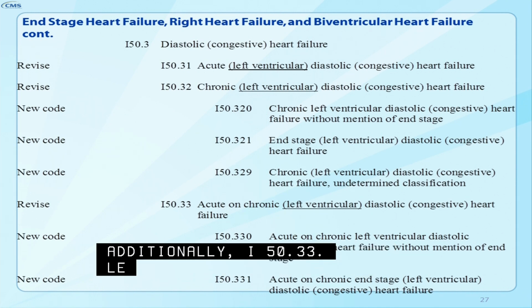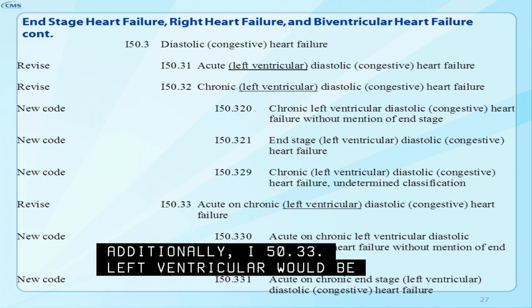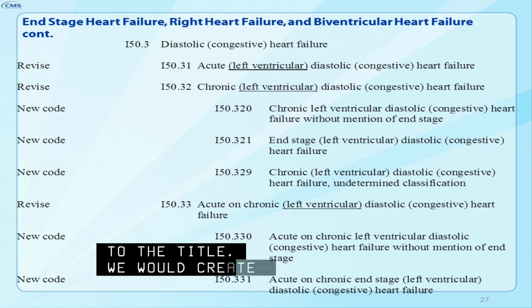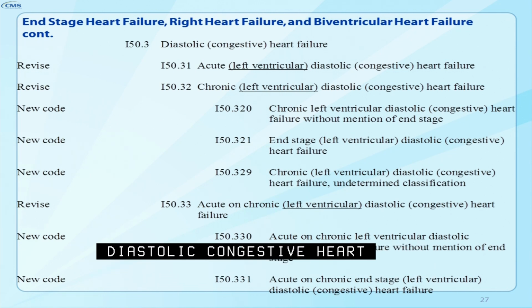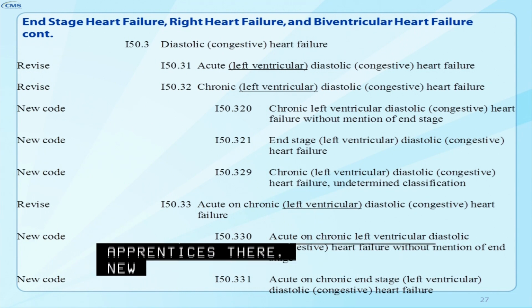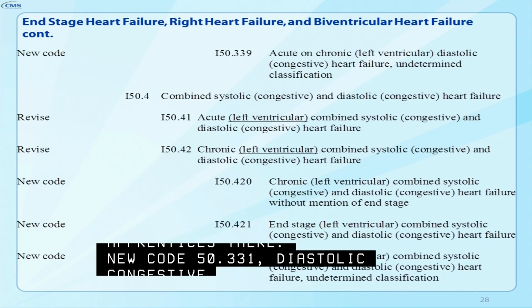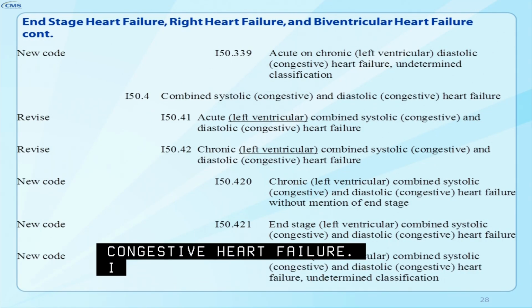And we would create new codes, I50.330, acute on chronic left ventricular diastolic congestive heart failure without mention of end stage. And again, left ventricular should be in parentheses there. A new code I50.331, acute on chronic end stage left ventricular diastolic congestive heart failure. And a new code I50.339, acute on chronic left ventricular diastolic congestive heart failure, undetermined classification.